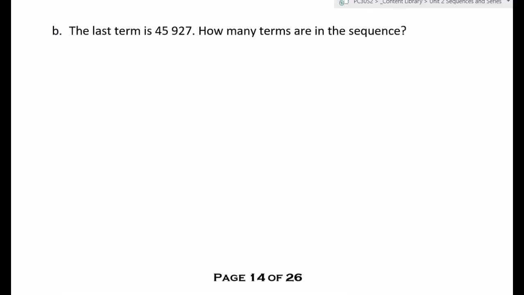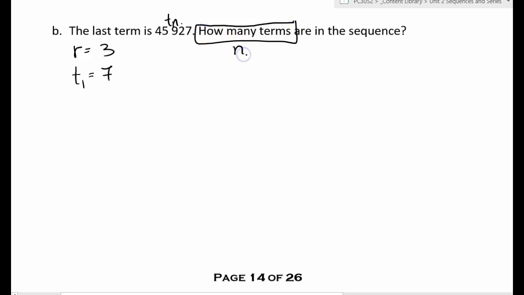Now, using the same sequence, so I still know r is 3. I still know term 1 is 7. Now they're telling me the last term, term n, is 45,927. How many terms? Well, how many terms is specifically referring to n. What is n? Which term number is this? But we have room to solve for that in our equation.